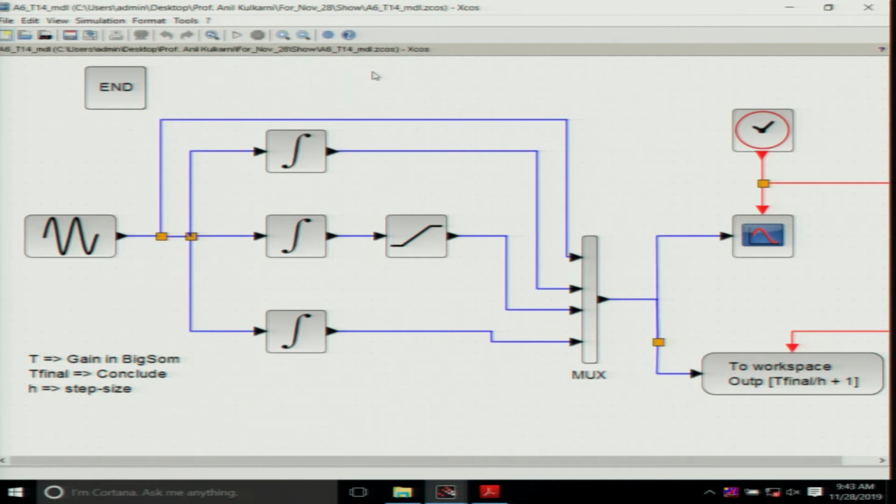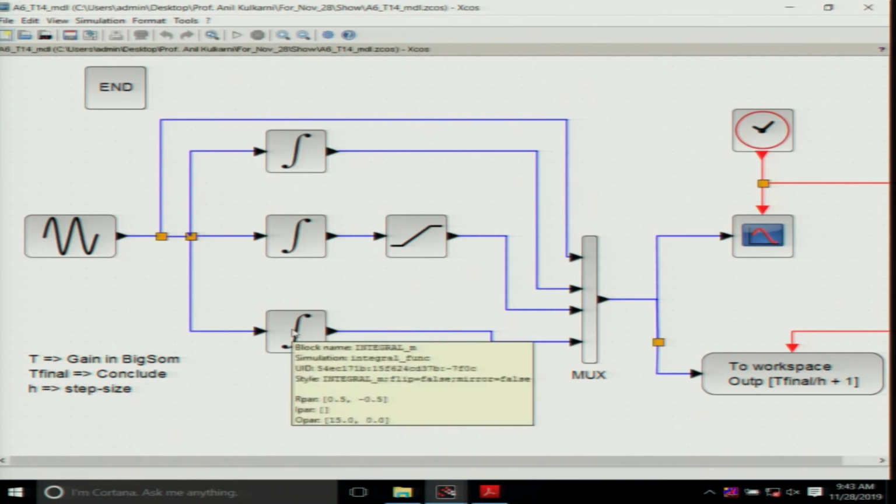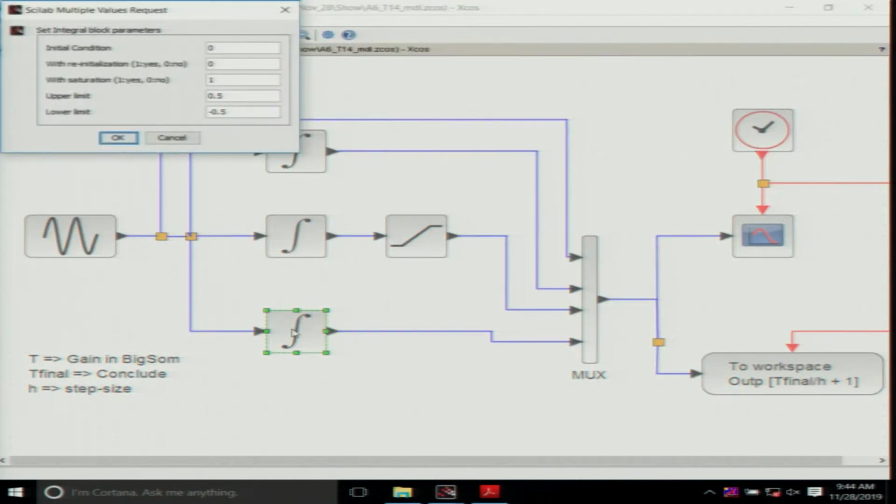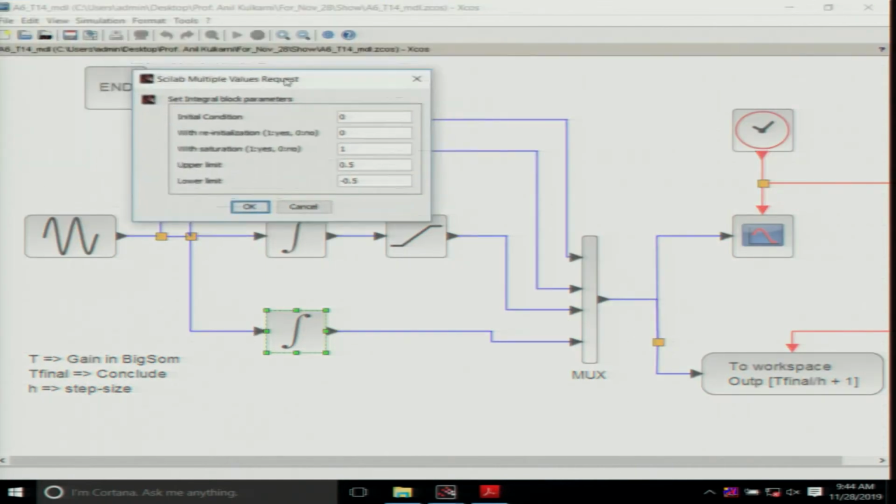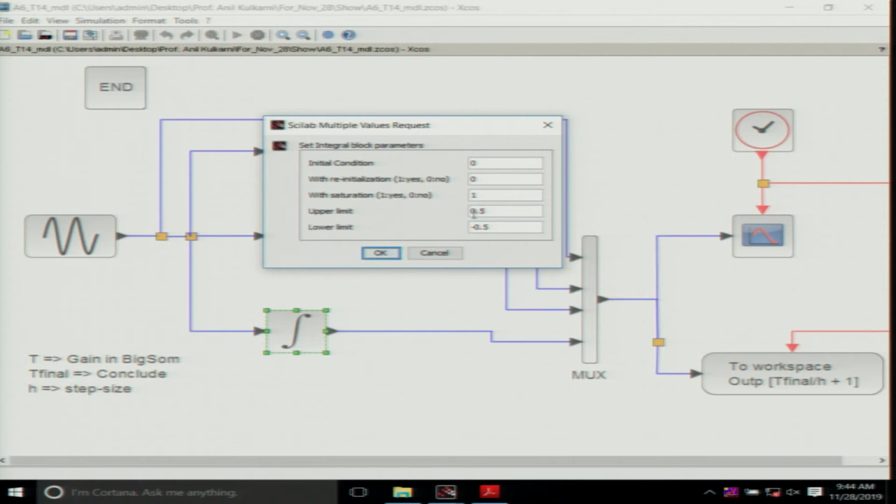In fact, these are three integrators. One integrator here is a plain integrator, it just integrates the input, there is no limit. The second is an integrator with what is known as a soft limiter, so the output is clipped to the limits shown here. And the third has an internal limit, which is a hard limiter. This hard limiter is given here, with an upper limit of 0.5 and a lower limit of minus 0.5.